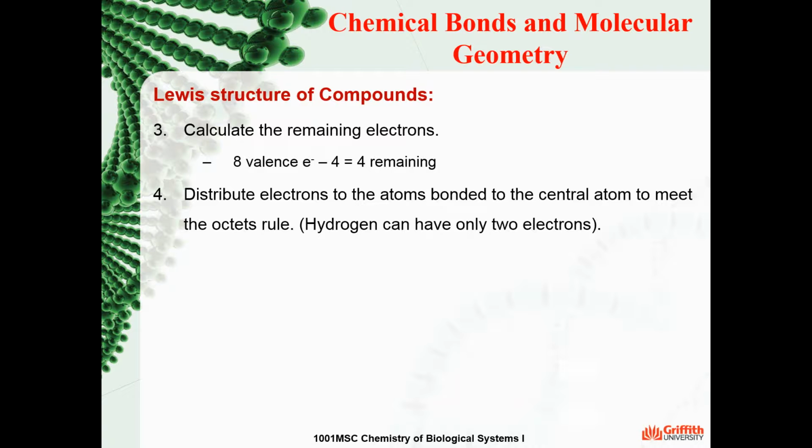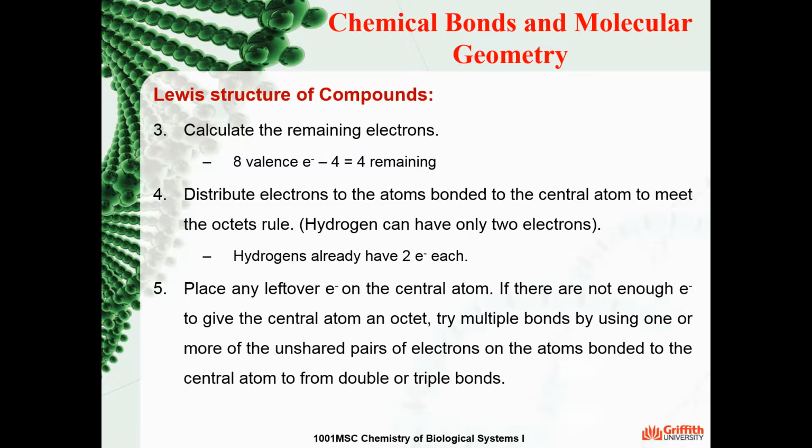Hydrogen can only have 2 electrons. So in our example, the oxygen is the central atom and the hydrogens are surrounding it. So we distribute the electrons to the hydrogen first. Remember that we don't need to meet the octet rule for hydrogen, as it can only take up 2 electrons. Now because the hydrogens already have 2 electrons surrounding them from the covalent bond, then they are happy little atoms, and we don't need to add any more electrons to the hydrogens.